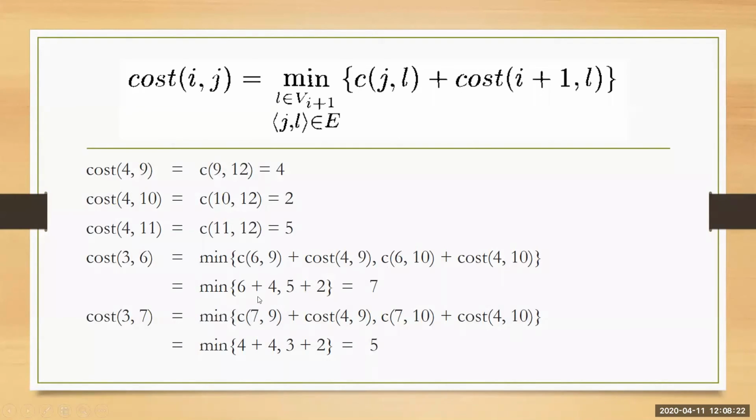So you get two values, 6 plus 4 and 5 plus 2, that is 10 comma 7. Out of 10 and 7, the minimum is 7. Now you have calculated that the cost of vertex number 6 at stage number 3 is 7, isn't it? And how did you get this 7? Through which value did you get this 7? Through the second one, and this 7 refers to vertex number 10.